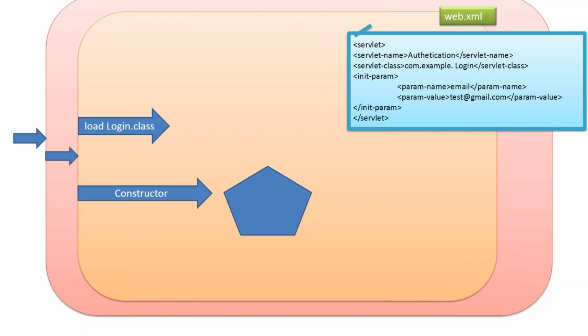After it calls the constructor, we discussed that the servlet has got three lifecycle methods. One is init, second one is service, third one is destroy. Your container will create an object, that is the servlet config object. The servlet config object will contain all configuration related information about the servlet. In the servlet config object, you can store the parameters as key and value pairs. Let's say over here you're storing email is equal to test@gmail.com.